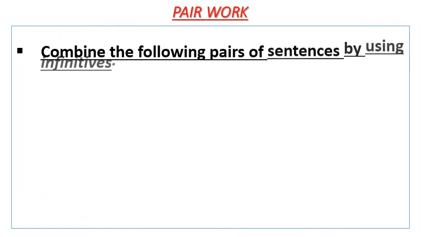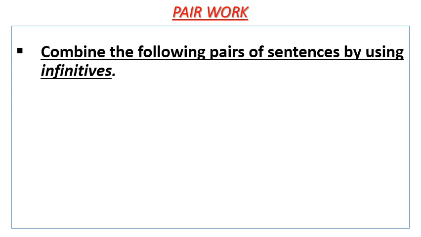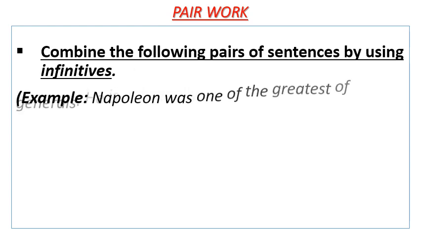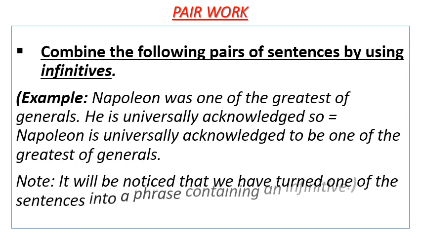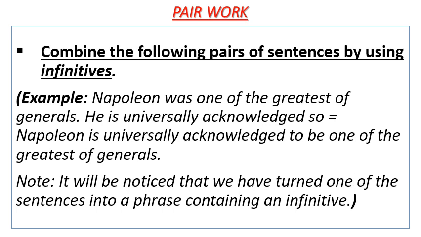So now let's see the pair work. Combine the following pairs of sentences by using infinitives. Example, Napoleon was one of the greatest of generals. He is universally acknowledged so. So, what do you have to do? The answer is Napoleon is universally acknowledged to be one of the greatest of generals. Note, it will be noticed that we have to turn one of the sentences into a phrase containing an infinitive.